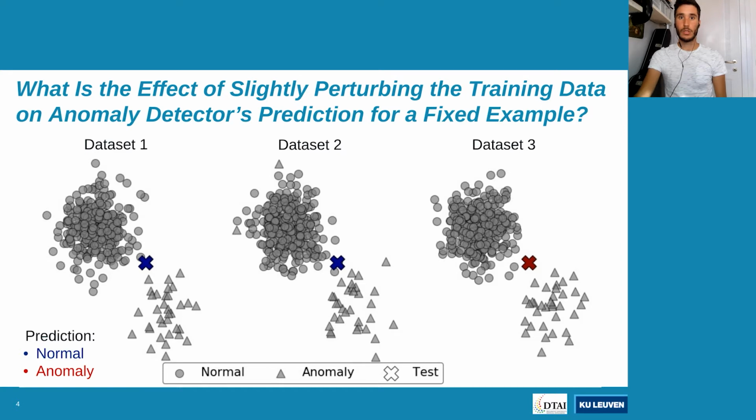As I said, two times the predicted class is normal, but would you be more confident in predicting normal in the first or in the second case? Maybe in the first one, because according to our intuition, the test example might be more normal since it is closer to the normal data rather than to the anomalies.